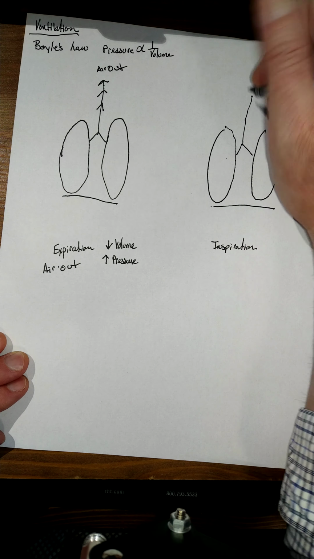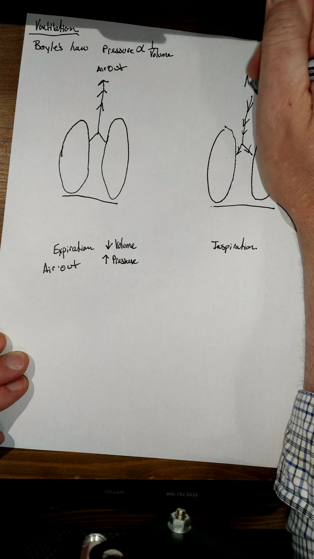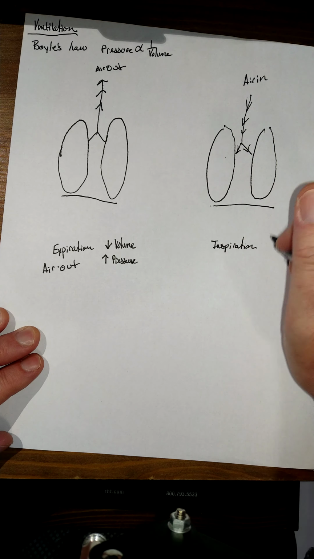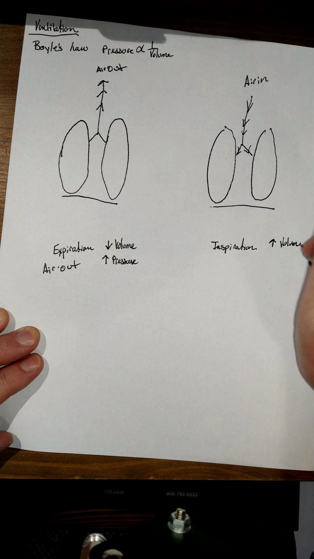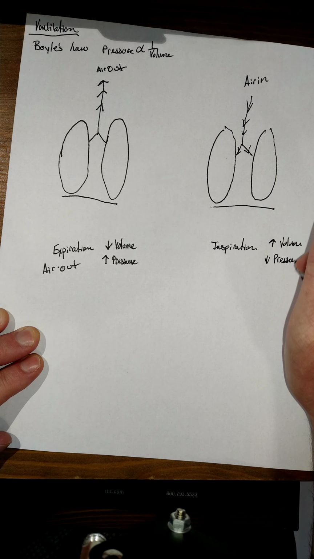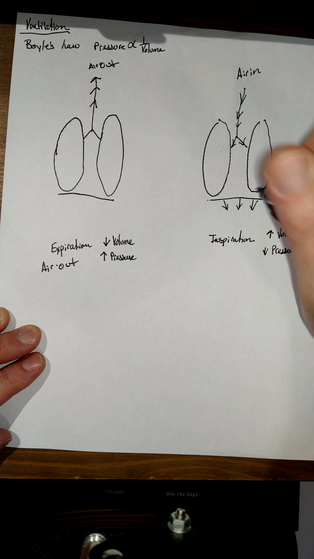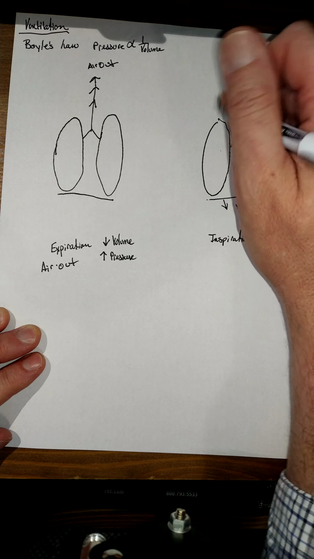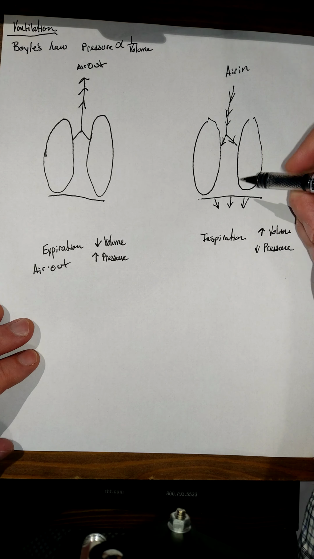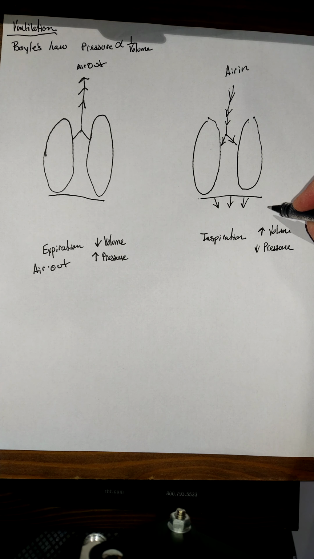When we want air to come in, air in, we need to increase our volume, expand our chest, increase volume. And this is going to decrease our pressure. So our diaphragm is going to contract and it's going to open up the chest cavity. It's going to make more space, increase our volume. And this is accomplished via our diaphragm as well as our external intercostals.